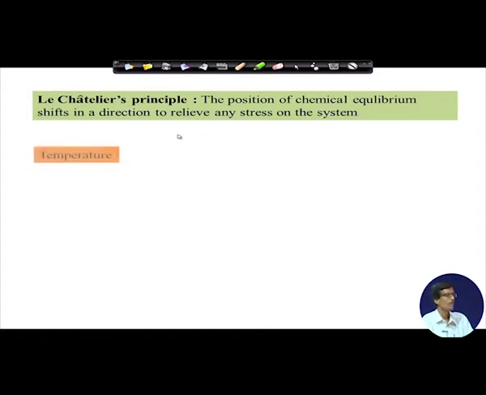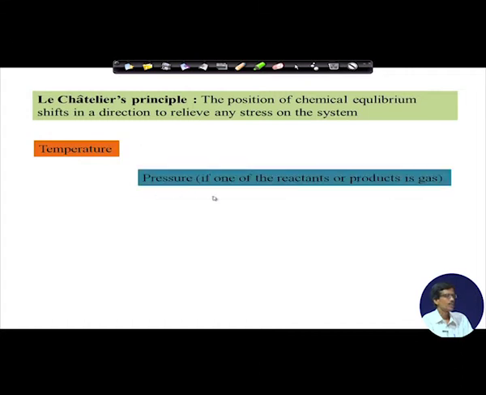As we all know, if we change a particular parameter, that means temperature or pressure, and if one of the products of the reaction is a gas, that means the pressure is relieved from there. And the temperature depends on whether it is an exothermic or endothermic reaction; the equilibrium can be shifted from one side to the other side.